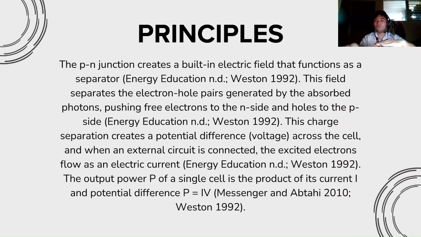So this alone is also already a potential difference. And this electron is already a current, it carries a current, so that produces power, where P equals current times voltage.